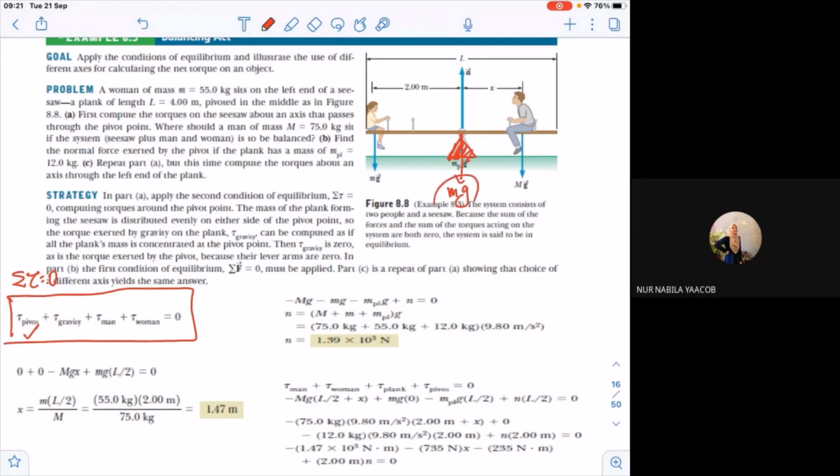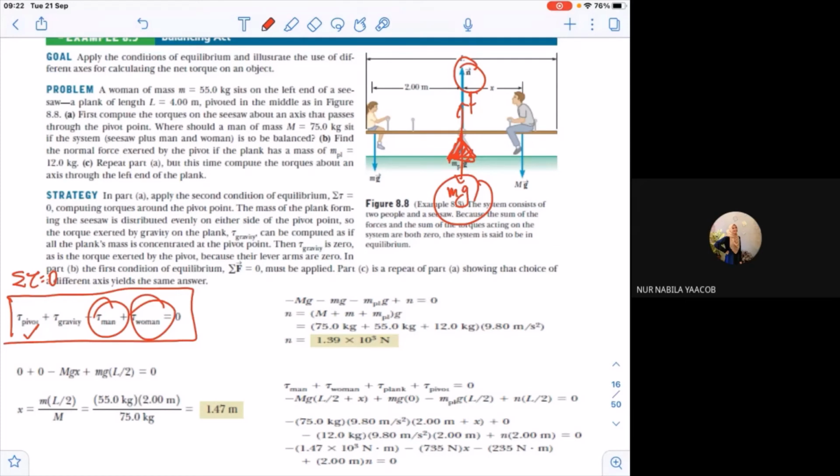Okay, this is considered to be force. The pivot also has some force. In this case, they use normal force. Right? And the force from the man and also the force from the woman. This is how they write down the summation of torque equals 0.